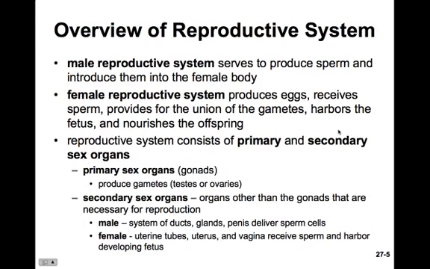The reproductive system consists of primary and secondary sex organs. The primary sex organs are the gonads. They produce the gametes, so the testes and the ovaries. Secondary sex organs are anything other than the primary sex organs that are necessary for reproduction. So in the male, we'll see there's a whole system of ducts and glands that help the penis deliver sperm cells. In the female, we'll see that there's the vagina that receives the sperm, and we'll see the uterus, which is for the developing fetus, a whole system of tubes that allow the egg to move to the uterus.